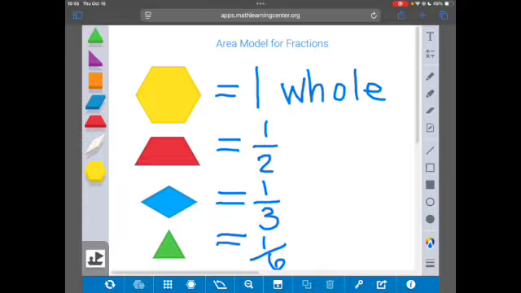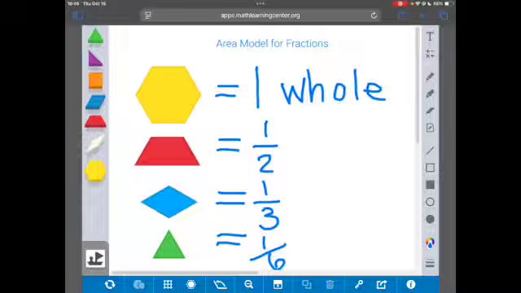Okay, so this is if the yellow hexagon equals one whole, but that does not have to be the situation. It does not have to be that the yellow hexagon equals 1. It could be any block. Any of these blocks can equal one whole. That's the nice thing about pattern blocks. They do not have numbers on them, but they do have a relationship where it's always going to take 2 red trapezoids to make 1 yellow hexagon. It's always going to take 3 blue rhombuses to make the yellow hexagon. And it's always going to take 6 green triangles to make the yellow hexagon.